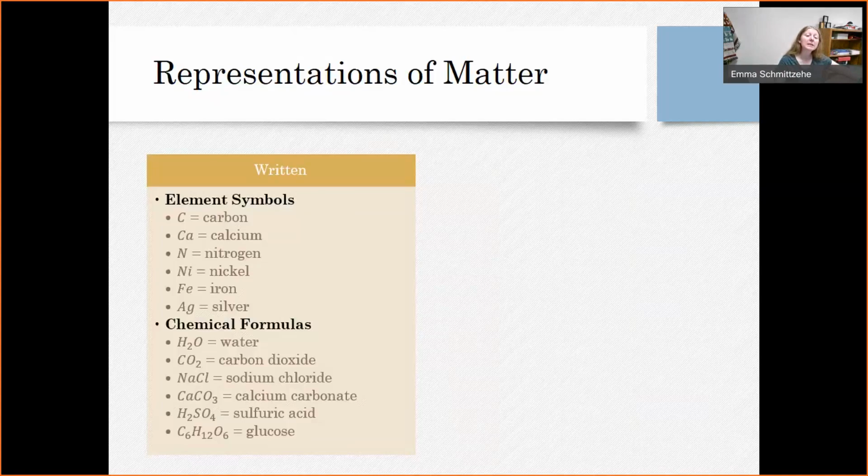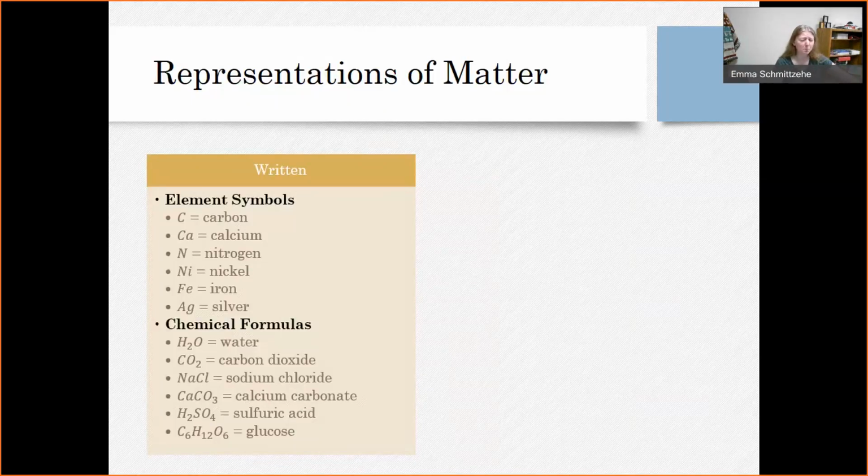And so that's telling you how many atoms of each element are in a molecule of that substance. So a molecule of water has 2 hydrogens and 1 oxygen in a molecule. And a carbon dioxide molecule is 1 carbon atom, 2 oxygen atoms. And so that's a very typical way in chemistry that we represent matter.